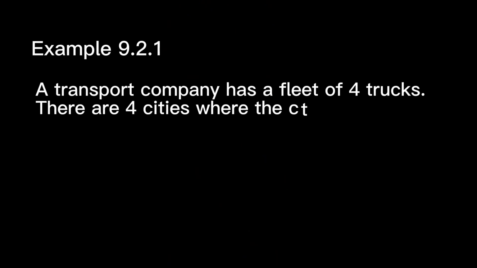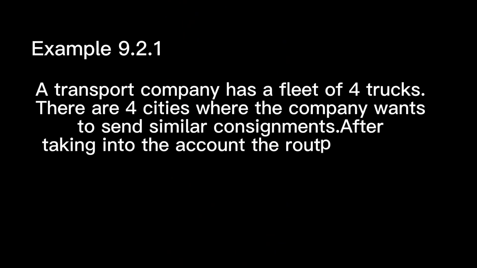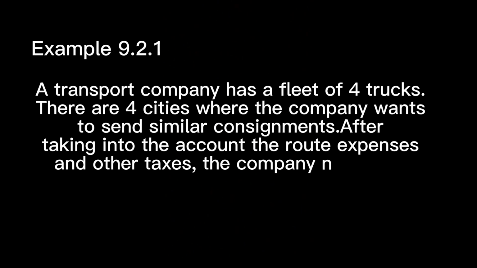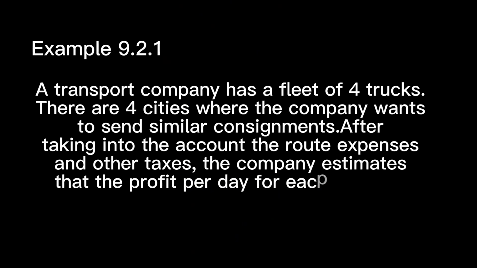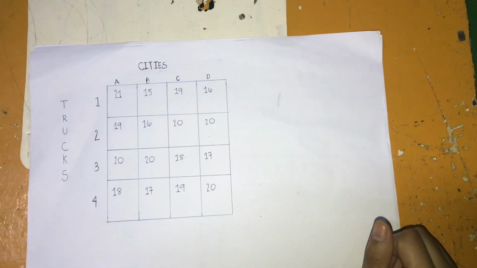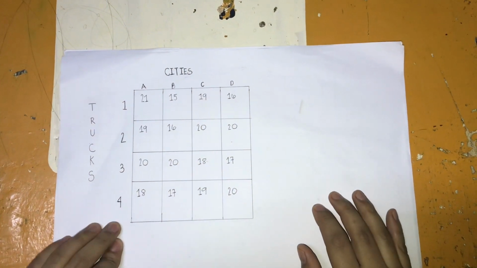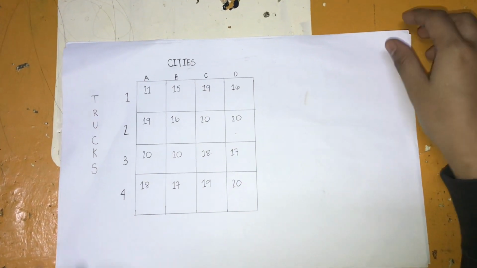A transport company has a fleet of 4 trucks. There are 4 cities where the company wants to send similar consignments. After taking into account the route expenses and other taxes, the company estimates the profit per day for each truck in each city as below. Find the optimal assignment. So, this is our given maximized assignment problem.